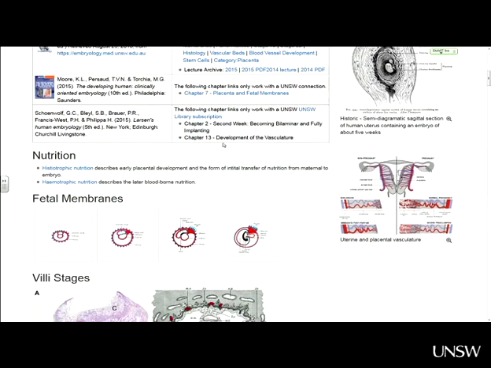In terms of the textbook chapters, Chapter 7 in Moore and Persaud covers the placenta and fetal membranes, and in Larsen's Human Embryology, Chapter 2, the second week of development, and Chapter 13, development of vasculature. It doesn't have a specific chapter on placentation.